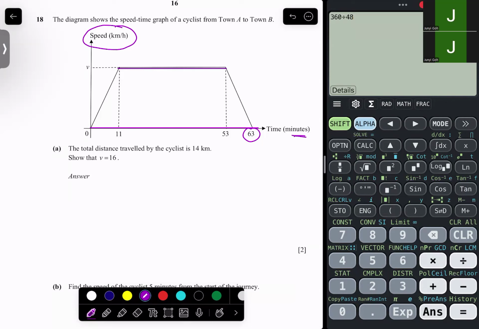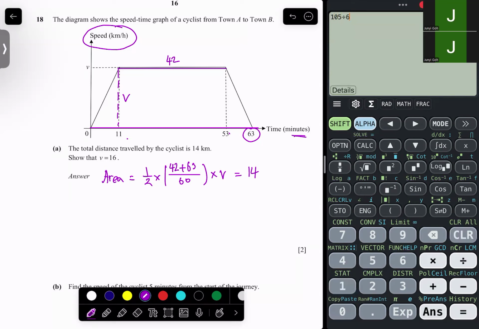So what we need to know about the area is this is going to be the perpendicular height, which is V. 53 minus 11, so this is 42. All right. So area is equal to half times 42 plus 63. But 42 and 63 are in minutes. So I need to convert them into hours first, so as to be able to multiply by V to give us 14.